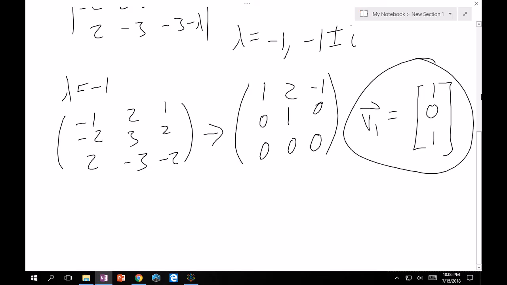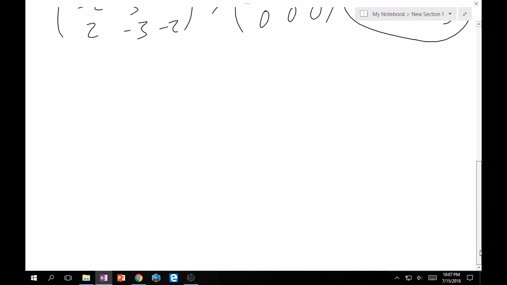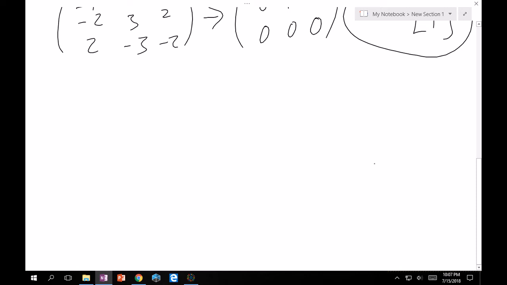If you remember from the complex eigenvalue video that I made for 2x2, since they're complex conjugates, they share a symmetry such that you only have to worry about one eigenvalue in order to get both of your eventual eigenvectors, right? So now for lambda is equal to minus 1 plus i, this is what the matrix becomes.